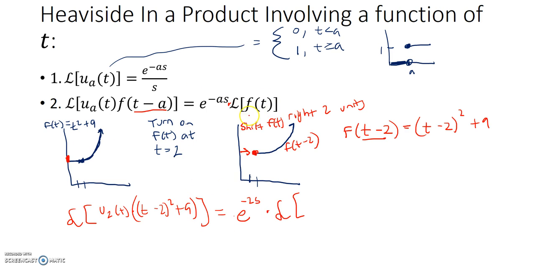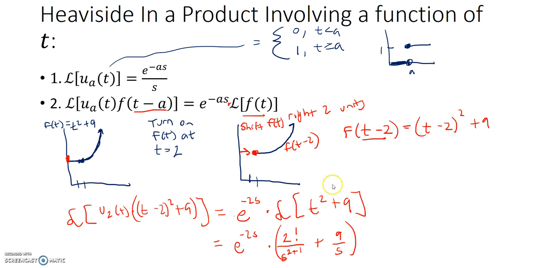Well, f of t, recall, was our t squared plus 9. So now I just need to find the Laplace transform of t squared plus 9. And revisiting some of our Laplace transform sheets, the Laplace of t squared is going to be 2 factorial, n factorial over s to the n plus 1, where n is the exponent, so this will be 2 over s to the third, plus the Laplace transform of 9, and the Laplace transform of 9 is 9 over s, and that's e to the negative 2s multiplied by all of that. So that's how I would work with it in sort of an example sense.